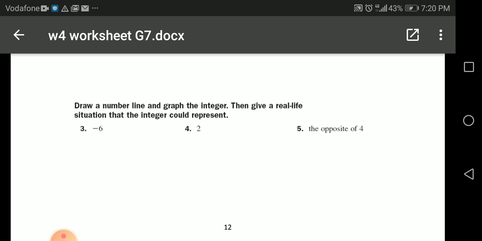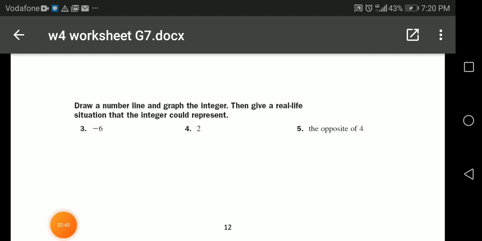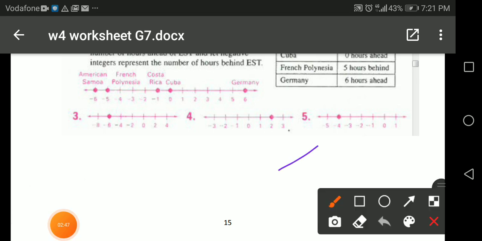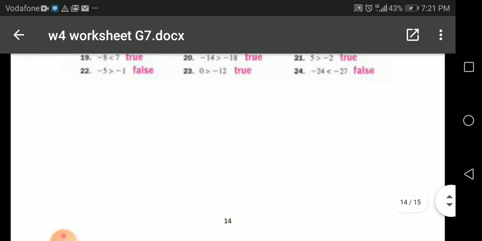What about 2? Here 0, 1, 2. And what about negative 4? This would be negative 4. Okay? So let's complete now.